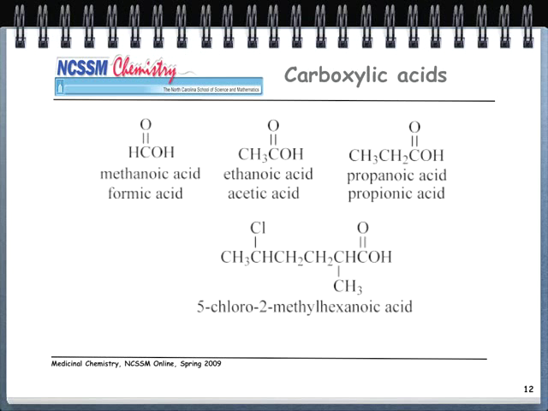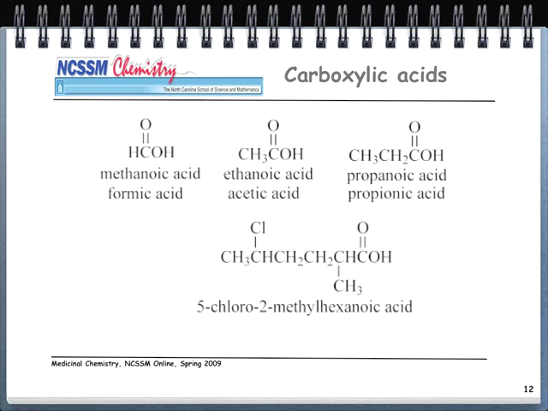Okay, ethanoic acid, 2 carbons, and I take the E off of ethane and add oic acid. This is again also known as acetic acid. Propanoic acid you've seen before. And look at the one on the bottom there. Again, count your longest chain: 1, 2, 3, 4, 5, 6 carbons. So that would be hexane. Take the E off, add oic acid.